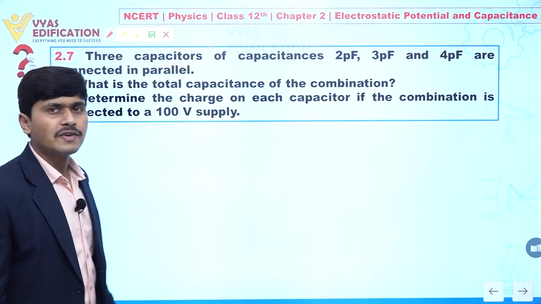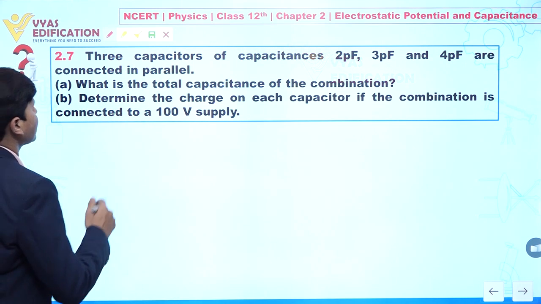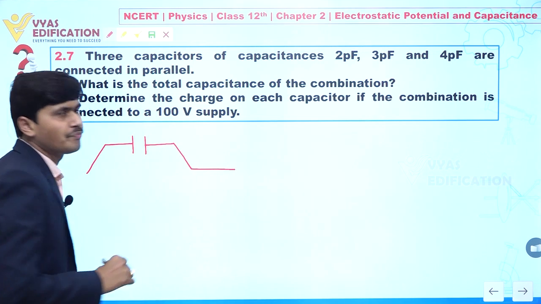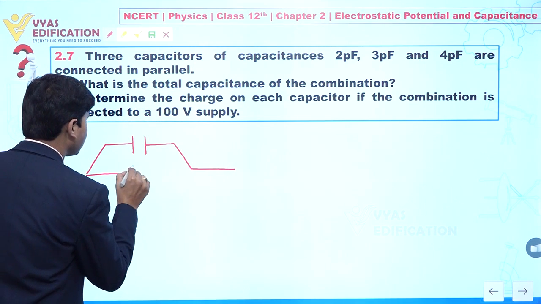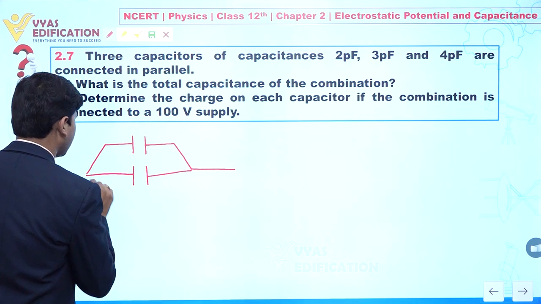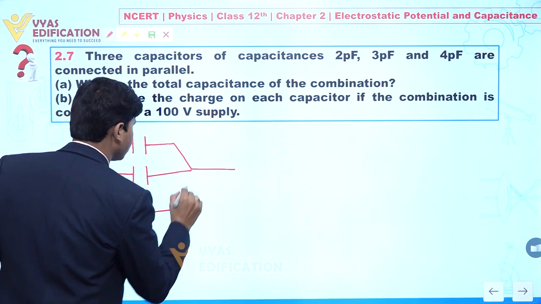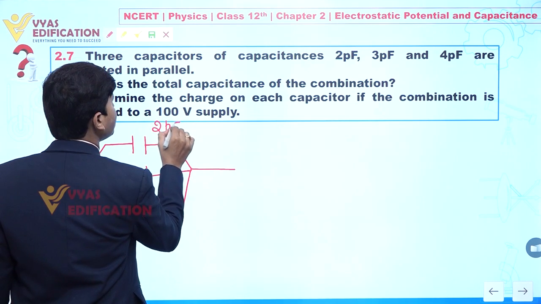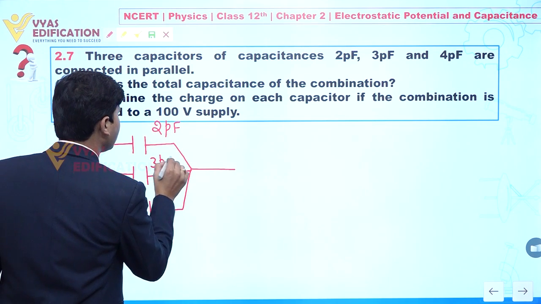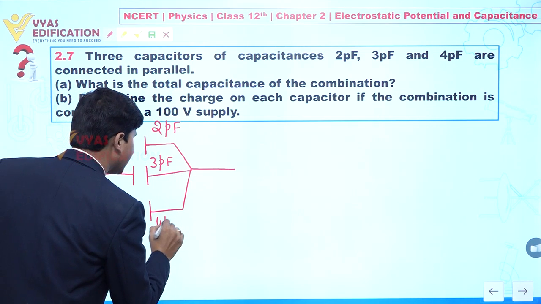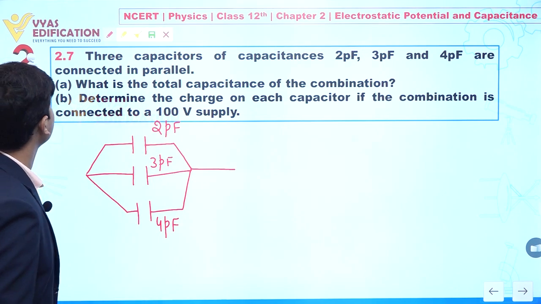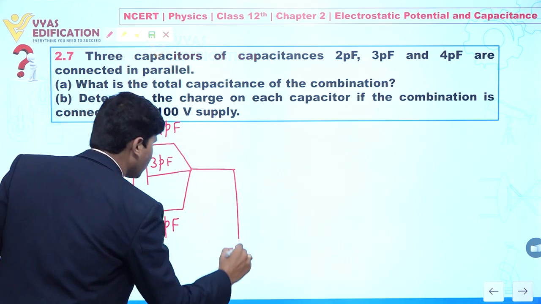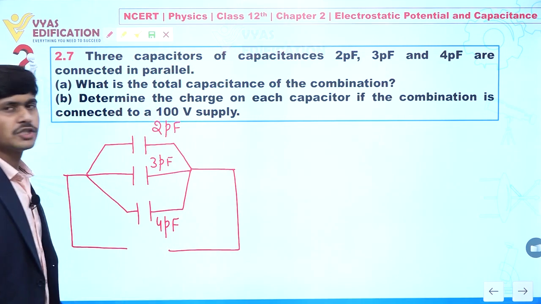In this question we have 3 capacitors connected in parallel. So let's suppose this is one capacitor, we have another capacitor, this one, and this one. So we have here 3 capacitors: this is 2 picofarad, this is 3 picofarad, and here we have 4 picofarad, connected in parallel combination. What is the total capacitance of the combination?